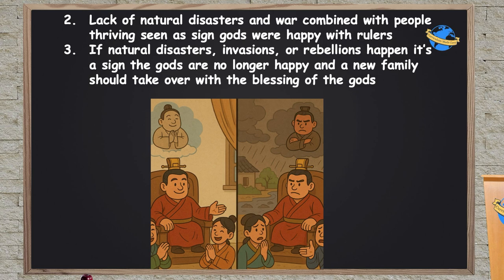So as long as there are no natural disasters or war, people are thriving, this is the sign that the gods like the ruling family, and thus you should follow the orders and laws of the ruling dynasty.